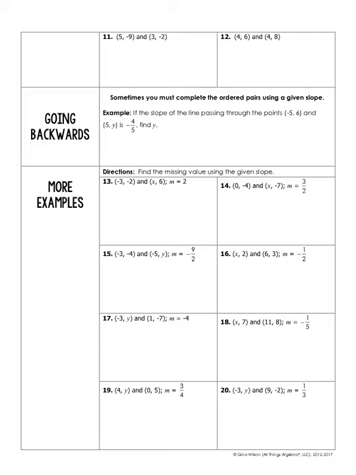All right, let's start in this section that says going backwards. It says sometimes you must complete the ordered pair using a given slope. For example, it might say if the slope of the line passing through the points negative 5, 6 and 5, y is negative 4 over 5, find y. Let's go ahead and do this example together. We're still using our slope formula, y2 minus y1 all over x2 minus x1. We're literally going to work this thing backwards.